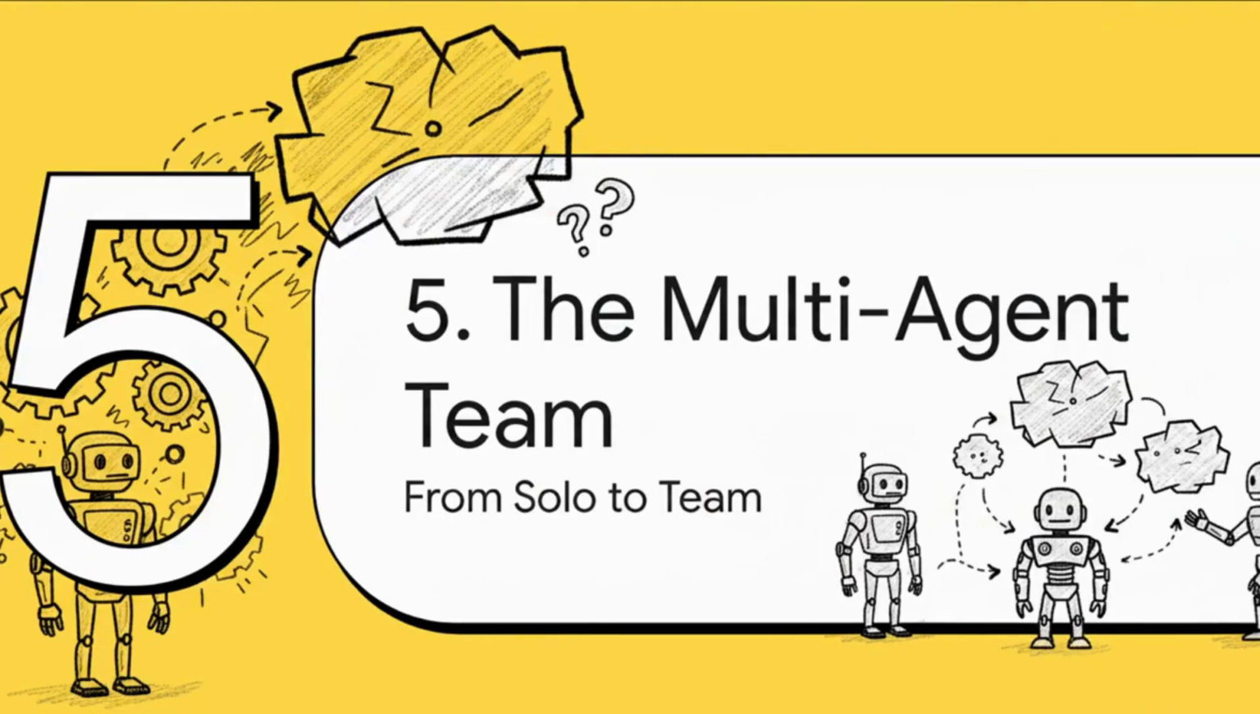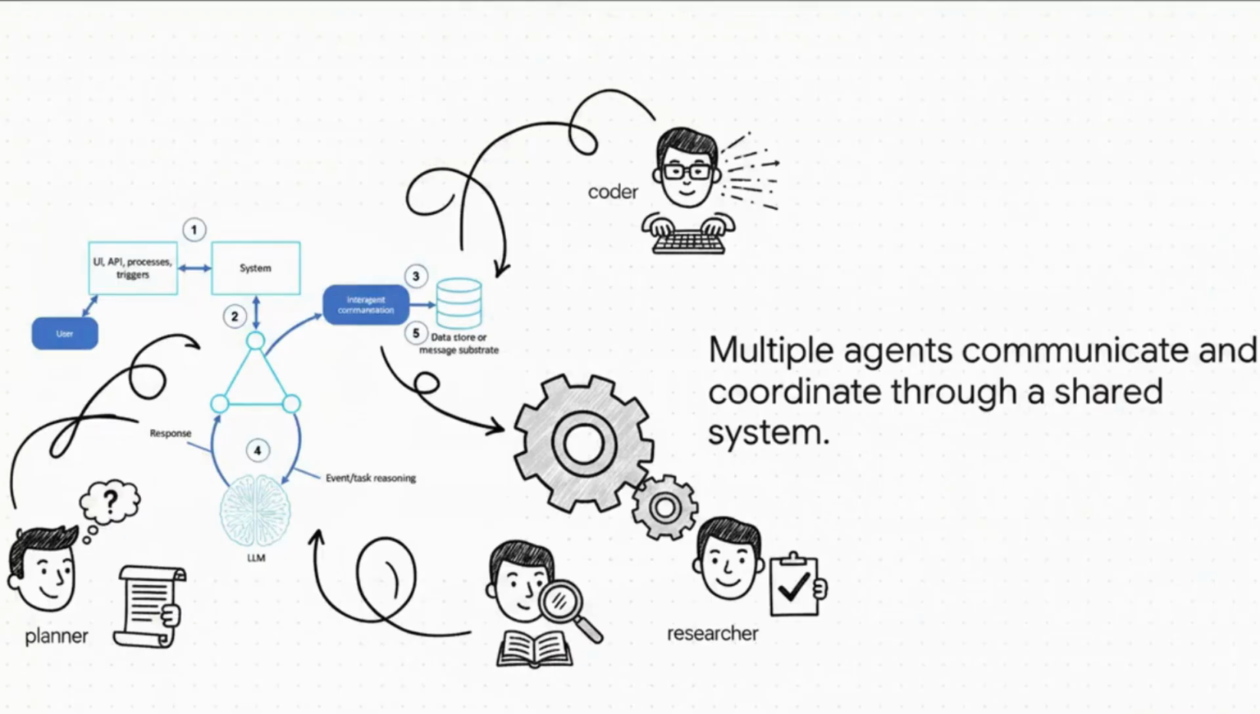So far, we've built a pretty powerful solo agent. But let's be honest, some problems are just too big for one person or one agent. So the next logical step is to build a team. And this is the core idea of multi-agent collaboration. Instead of just one agent trying to do everything, a high-level goal gets broken down and handed out to specialized agents who communicate through a shared system. Think of it like hiring a whole department. You've got a planner, a coder, a researcher, and a tester, and they're all working together on the same project.